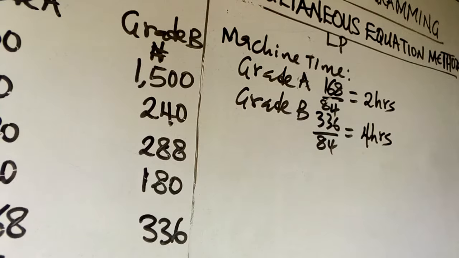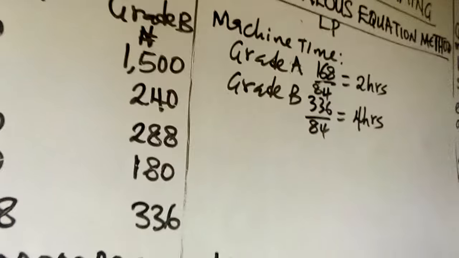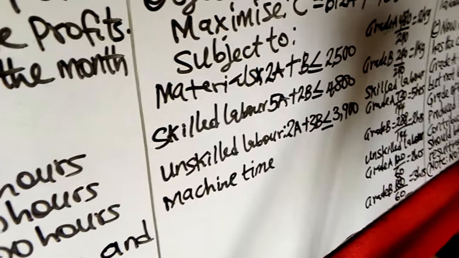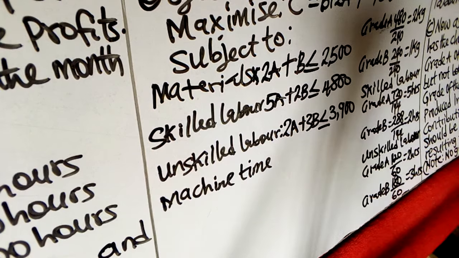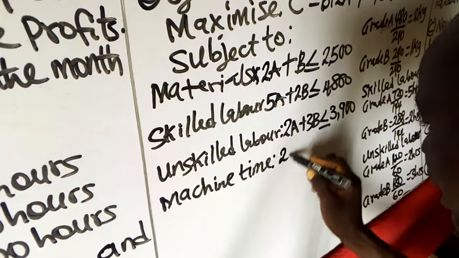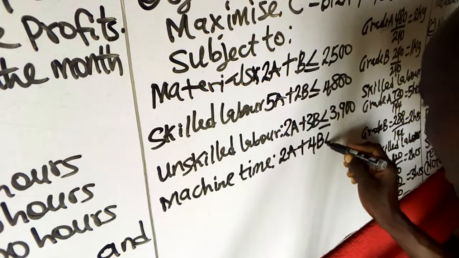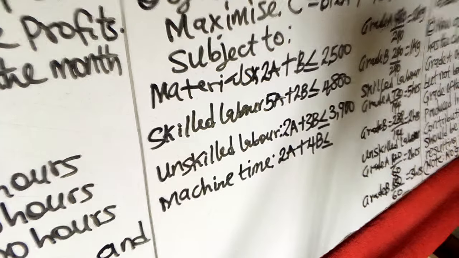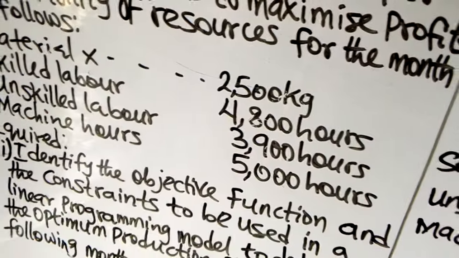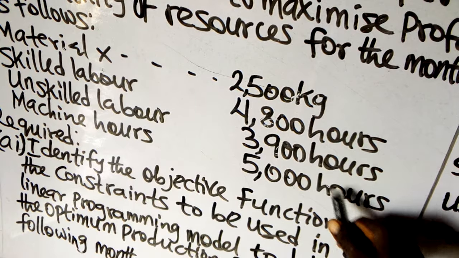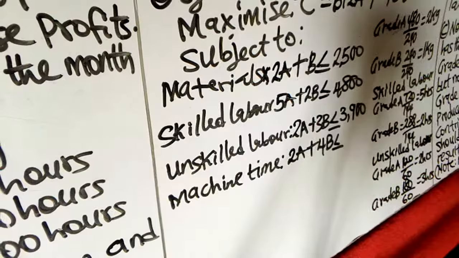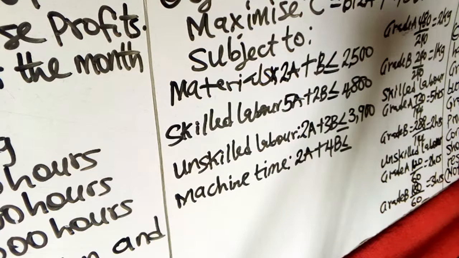So now the constraint for machine time, we have 2 hours of grade A and 4 hours of grade B, less than or equals to the maximum machine time available, which is 5,000 hours. So less than or equals to 5,000.